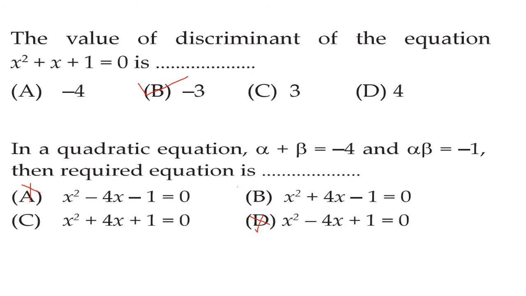And so the correct option is option B, because our equation is what? x square minus (alpha plus beta) x means minus of minus 4 is plus 4 and plus alpha beta. So plus into minus 1 is minus 1 itself. Okay. So option number B is the correct option. Okay. Let's go ahead.